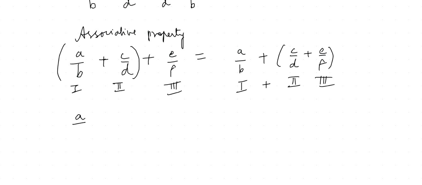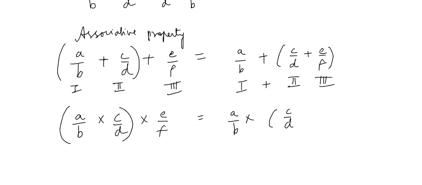The same thing holds good for multiplication. a by b into c by d into e by f. It wouldn't matter if I multiply the first two and then multiply that product with the third. I would get the same result if I multiply the second and the third rational numbers and then multiply it with the first one. So keep in mind that the associative property will hold good for multiplication and addition, not for subtraction and division. The same thing with your commutative property as well.